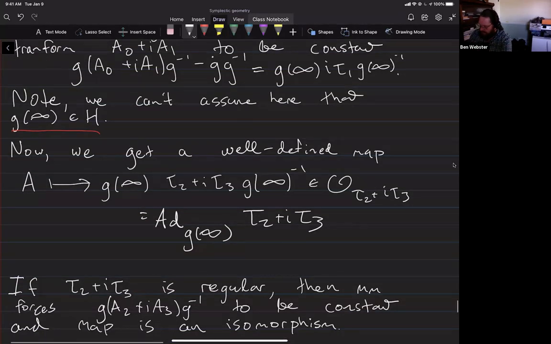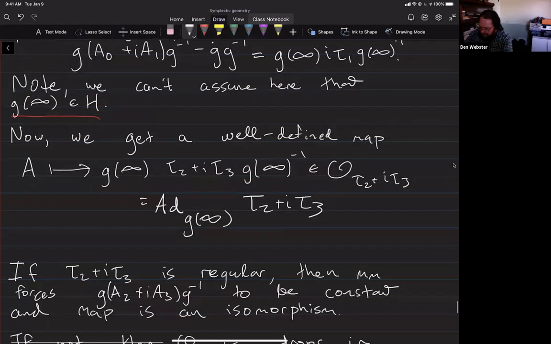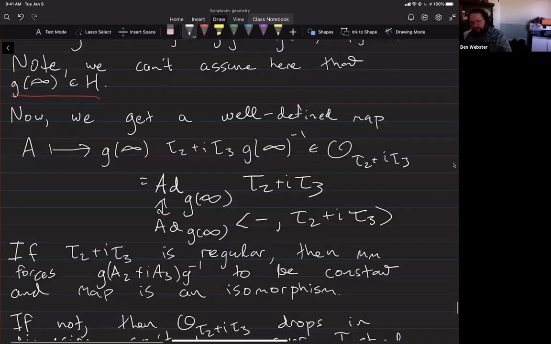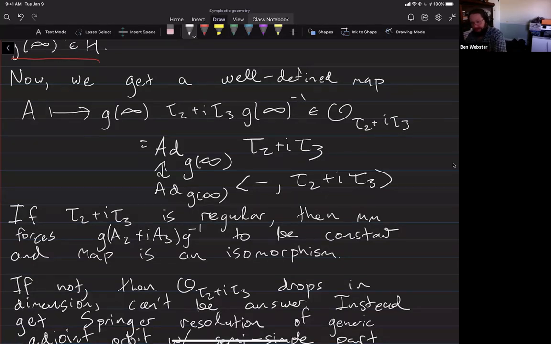Okay. So this is in the adjoint orbit of tau 2 plus i tau 3. I'm using the Killing form everywhere, so I could have said Ad star G0 of the element of the dual given by pairing with this guy. That's basically equivalent. So it turns out that if tau 2 plus i tau 3 is regular, then you can use these Nahm equations to say this guy has to actually be constant, and this map is an isomorphism. And so if that's the case, then you say, hooray, I found a coadjoint orbit, and it has a hyperkähler structure. And I still have a few minutes. So one could easily stop there. But let me just say here at the end.